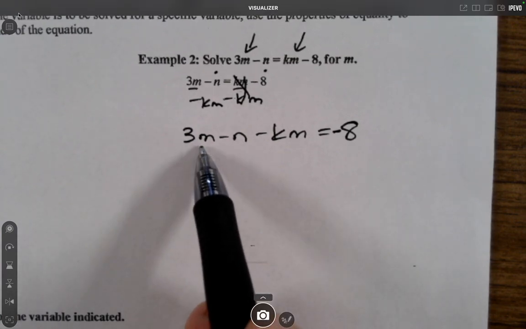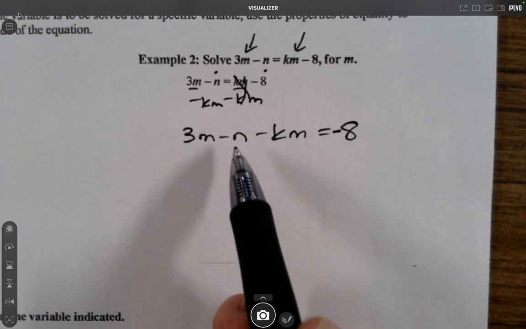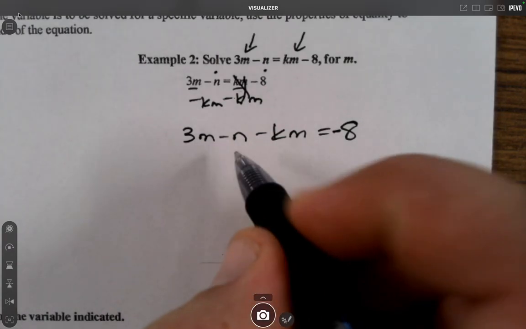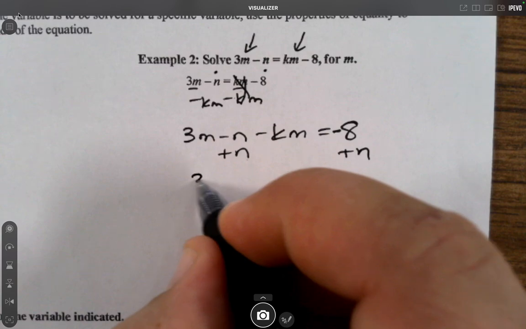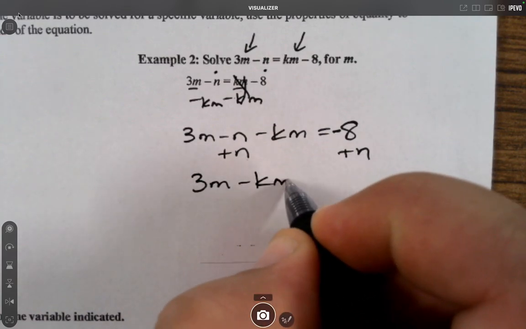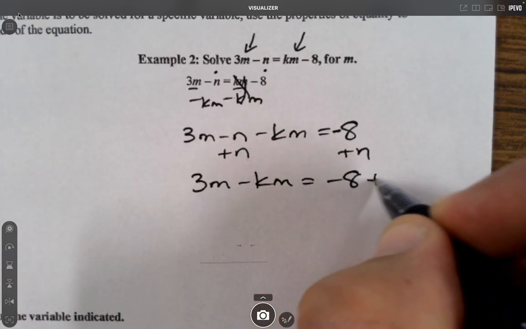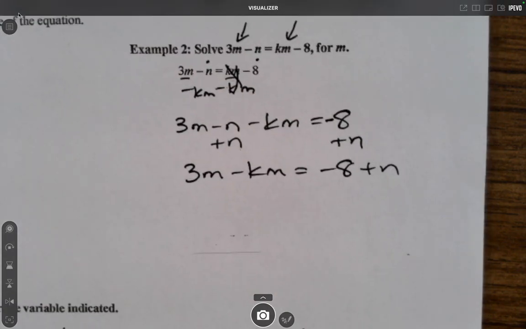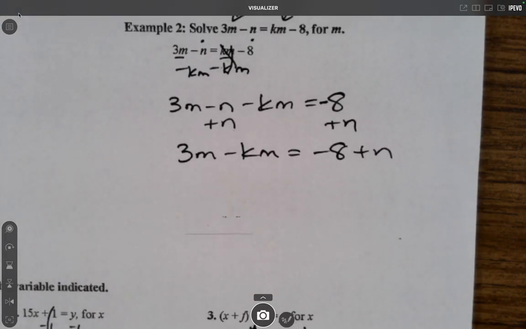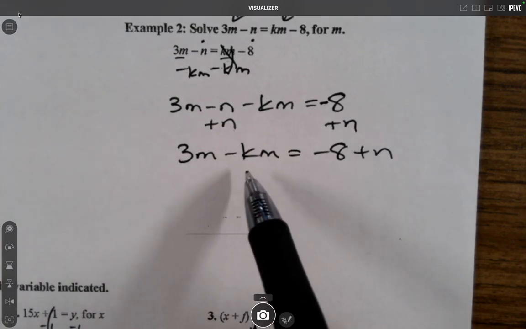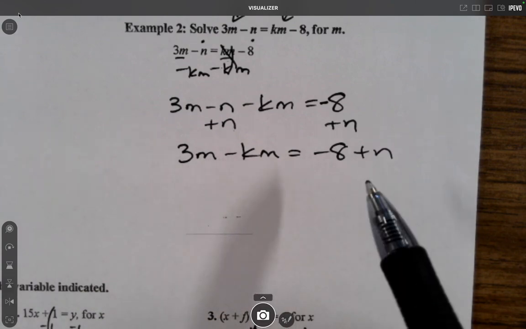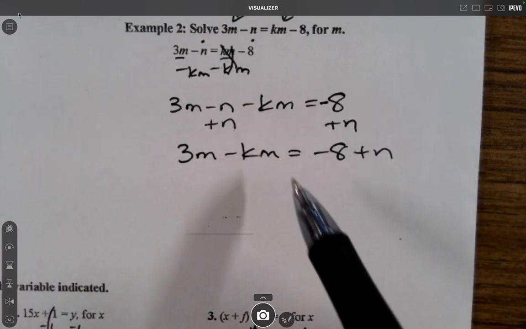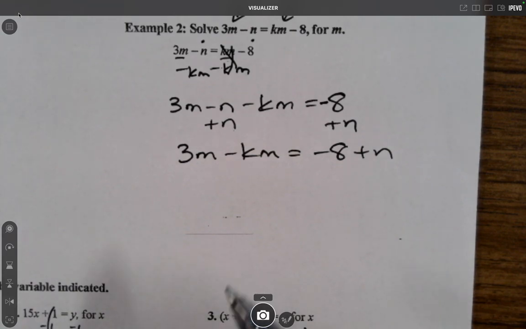So now I've got the two terms with m on the same side, but I've got one I don't want on this side, and that's the n. So they're subtracting n, so I'll add n to both sides. So you might still be saying, well, how in the world do I get a single m by itself? Because I can't combine these because I don't know what k is equal to. If that was like 3m minus 2m, that'd be great. I could just say that equals 1m. But we don't know what k is equal to.